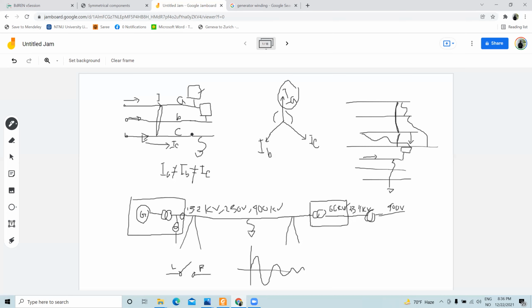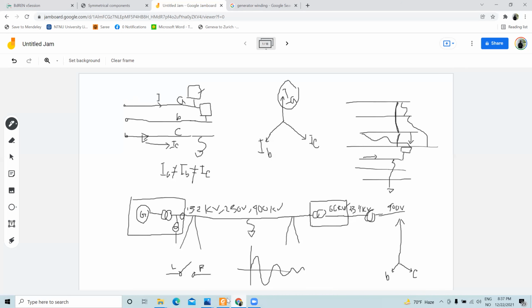That means if only phase A is short-circuited, then a high amount of current will flow through phase A. So in the phasor representation, maybe phase A has a very high amount of current, whereas phase B and phase C do not have such a high amount of current. So this particular case is called an asymmetric fault, and it gives an asymmetric current.